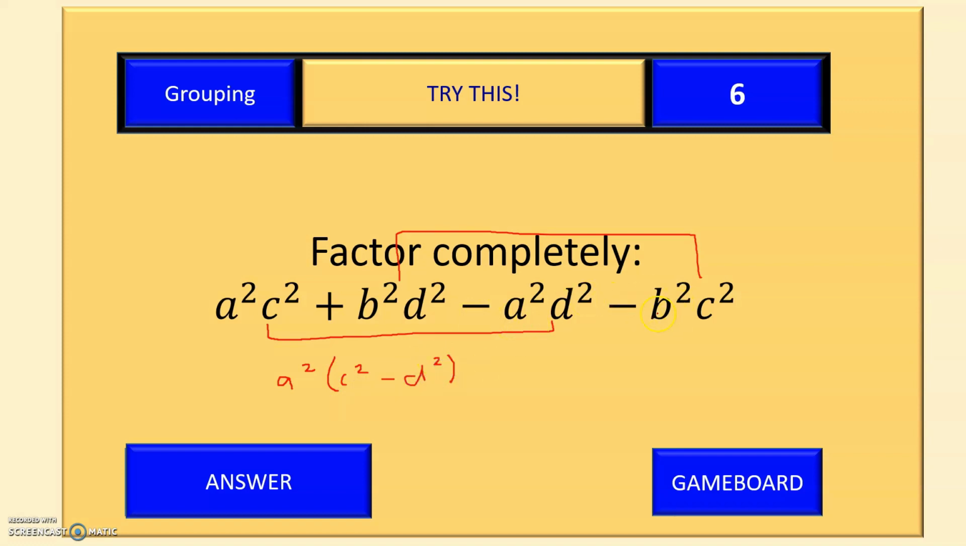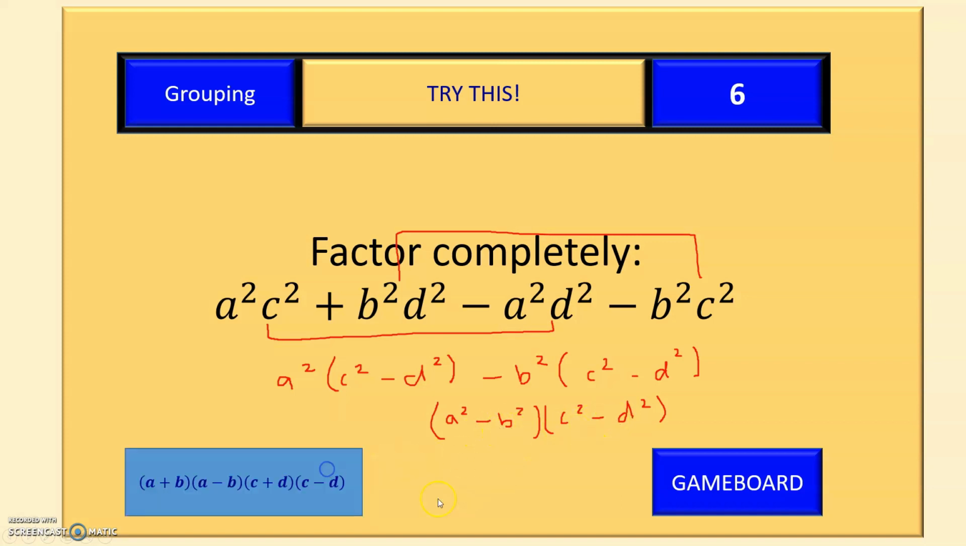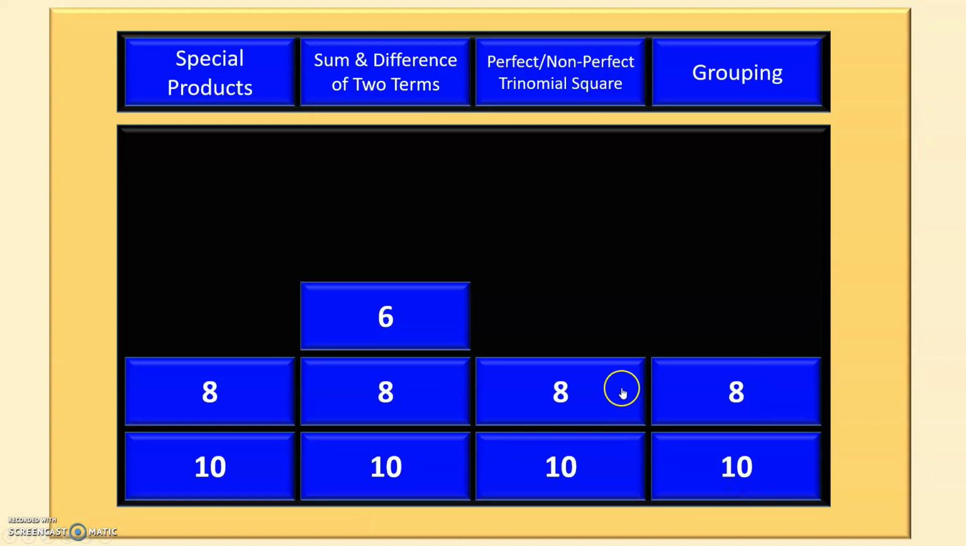Then, this one will become a squared times, since preceded by minus and minus b squared. Alright? And then, factor out ko yung negative b squared. So that one will become yung negative, so this one will become c squared. Then, ito, minus d squared. Then, factor out c squared minus d squared, we'll have a squared minus b squared times c squared minus d squared. And we know the answer here is a plus b, a minus b, times c plus d, times c minus d.